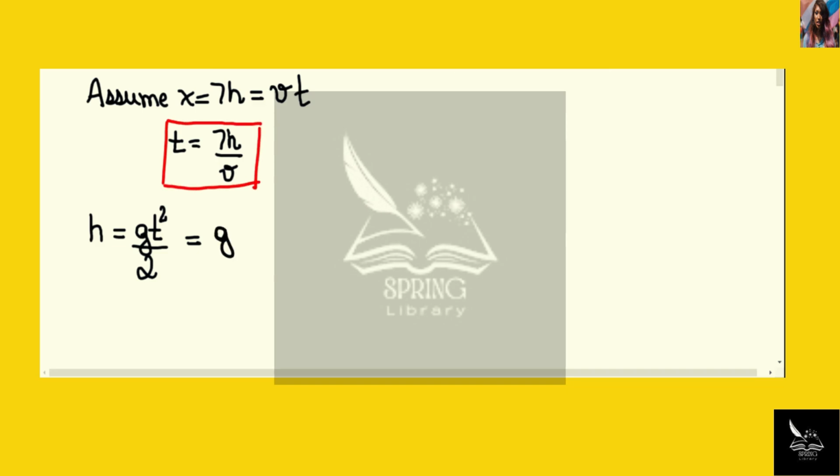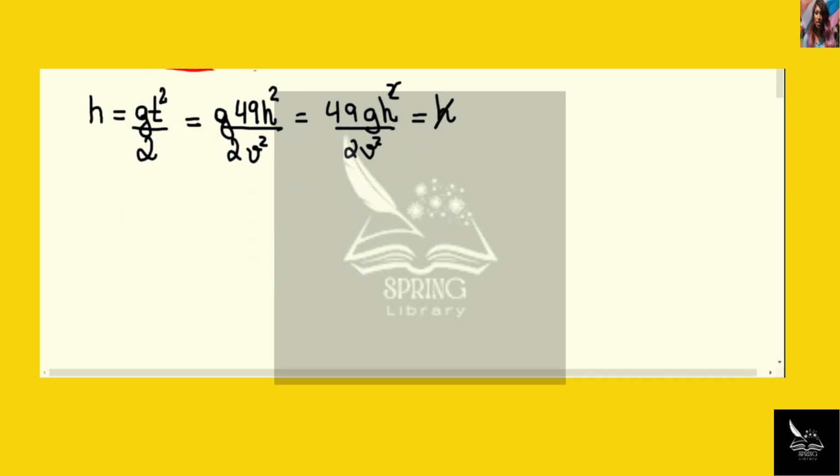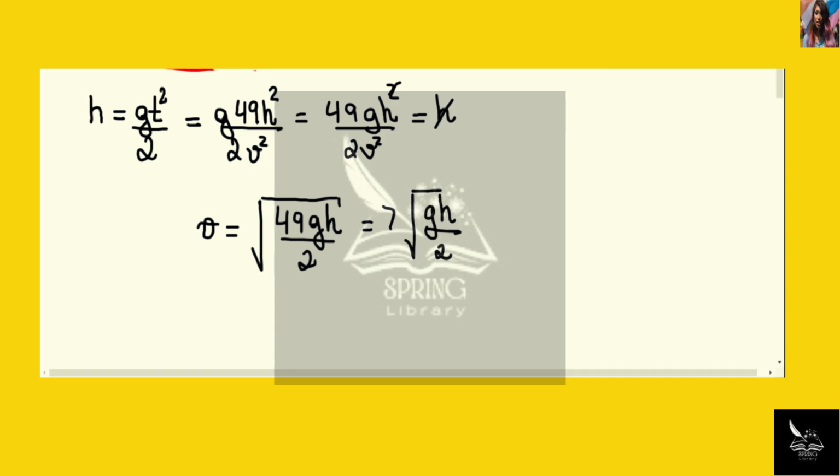So we have g times 7 squared h squared divided by v squared. So this is 49 g h squared over 2 v squared. And this is h. So one of the h's cancels out, and we have v is equal to the square root of 49 g h over 2, or 7 times the square root of g h over 2.